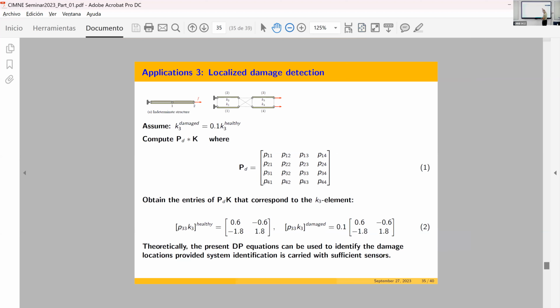The other one is, it's okay. There's a localized damage, and I assume the K3 is a damaged quantity. This is extremely difficult because to identify where damage occurred is very difficult. So I made an assumption this is where the damage occurred. When you look at the P times K, the damaged system is exactly 1/10 of this. And we have done some experiments that show the theory actually works. It can really pinpoint where the damage is.